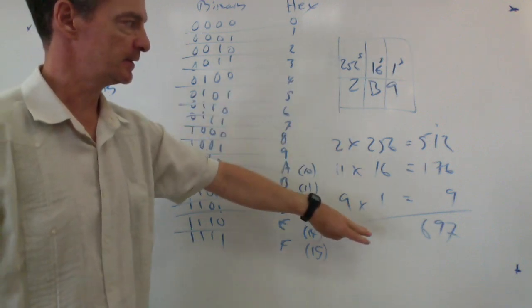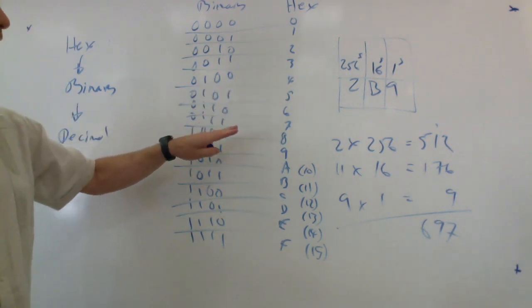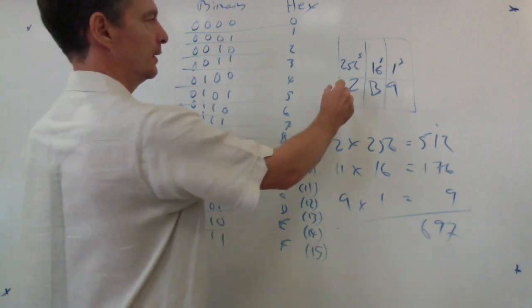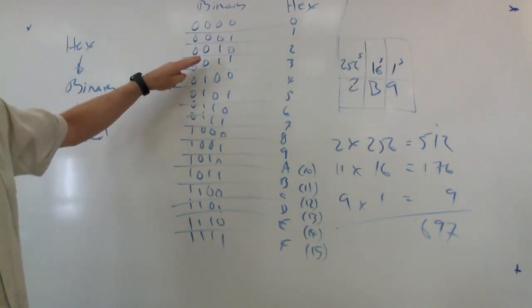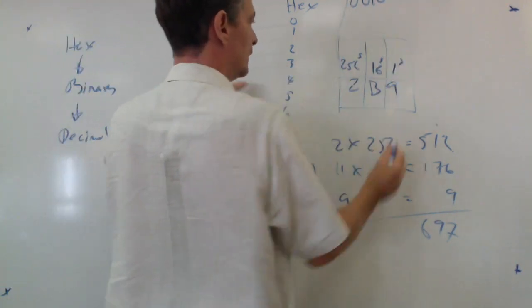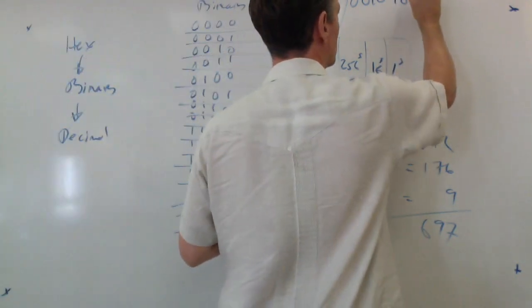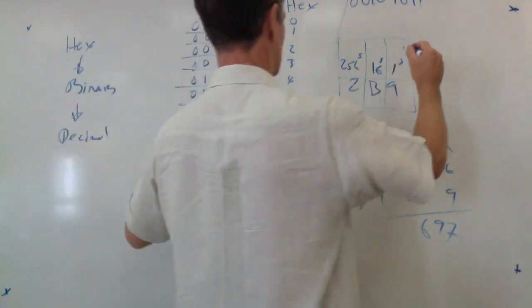That's hexadecimal to decimal. Hexadecimal to binary, the last one that we need to do then, is easy. You just read off the chart. So I'll do the 2 up here. 2 is, B is, and 9 is.